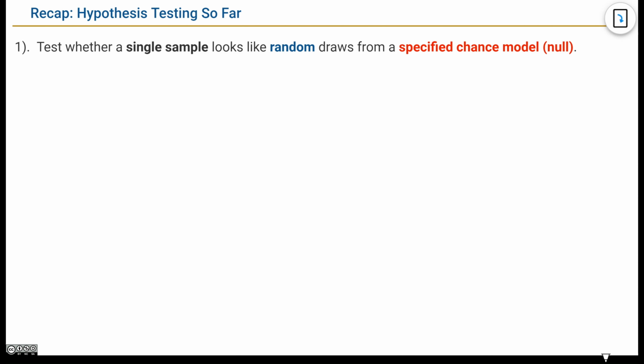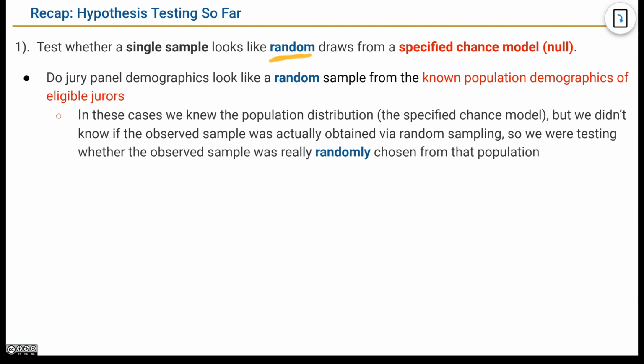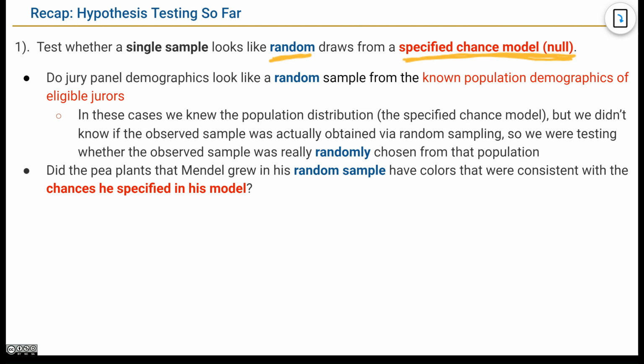So to recap, we have tested whether or not a single sample looks like random draws from a specified chance model. We've looked at cases where we're testing whether the randomness is holding true. That was the case of the jury situation. We've looked at cases where we've tested whether or not our model looks reasonable. That was the case that we just did with Mendel.